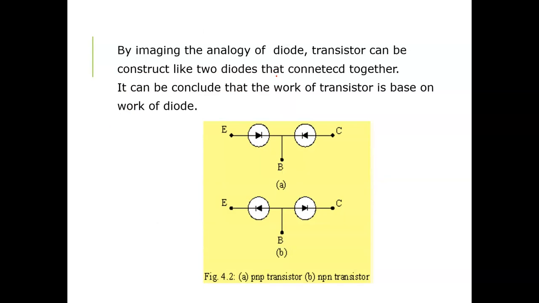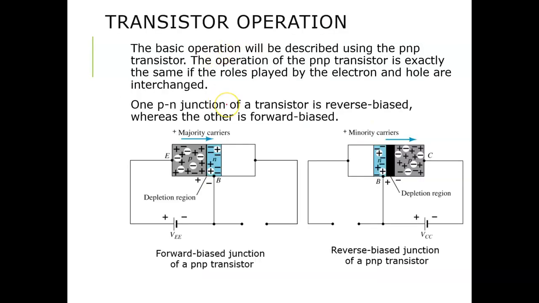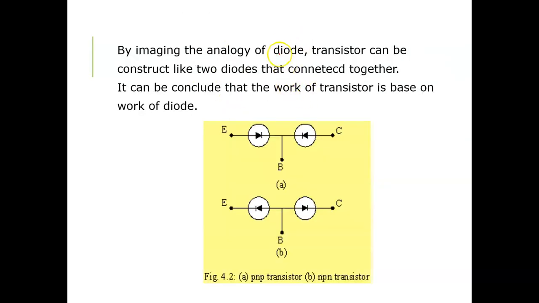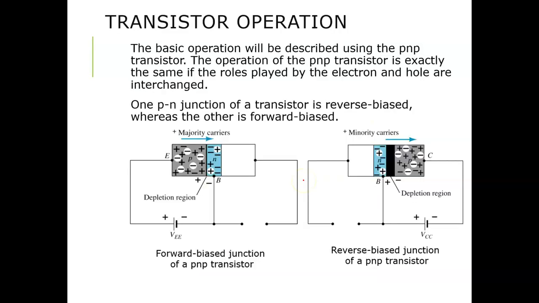Now, one more thing. The analogy of a transistor is back-to-back diodes, which I think you have heard about. When you connect two back-to-back diodes, it is said to be a transistor. How the diodes should be connected for PNP and NPN is shown in the figure. You can see these two diagrams.